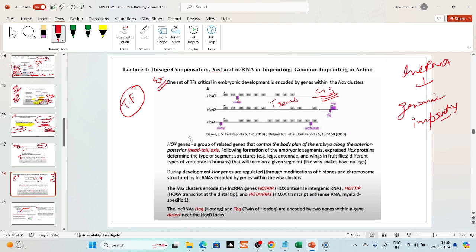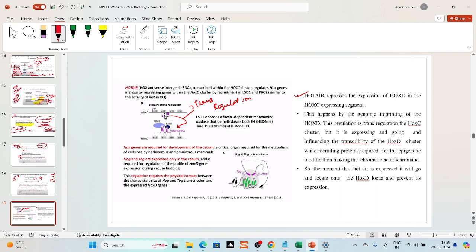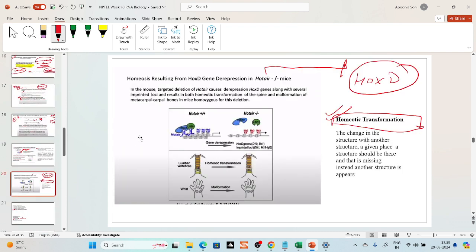Here we studied how a long non-coding RNA, named HOTAIR, controls the expression of HOXD by acting in trans. It's a trans regulation. It is produced on HOXC, but it acts on HOXD. This we have studied. Then we studied that if this HOTAIR long non-coding RNA is knocked out, then there would be homeotic transformation and malformations will occur.